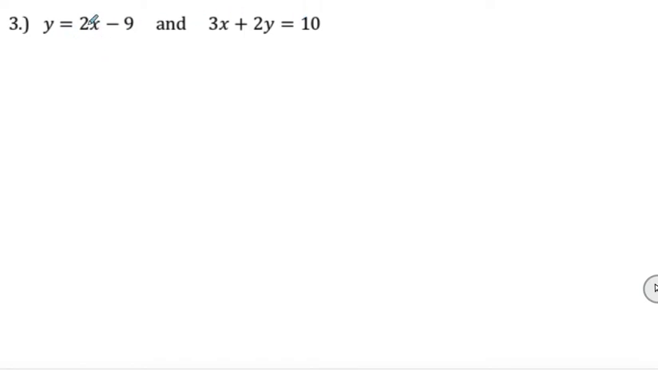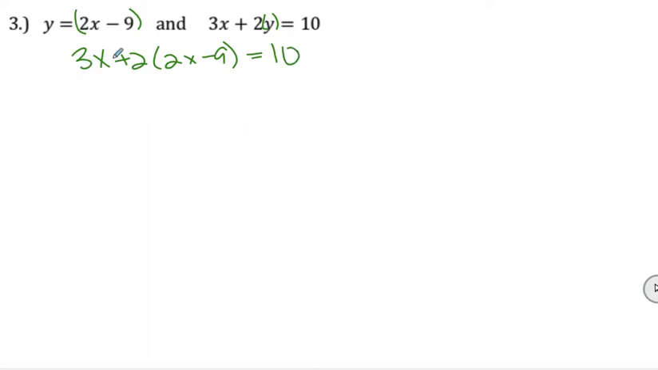Again, in one of these equations for substitution, we're going to have a variable by itself, and right here on example 3 it is the y. So we have 2x minus 9. We need to plug that in for the y in this equation. Let's see if I can do a better job of rewriting this. 3x plus 2 times 2x minus 9 equals 10. Double check, got it all written down.